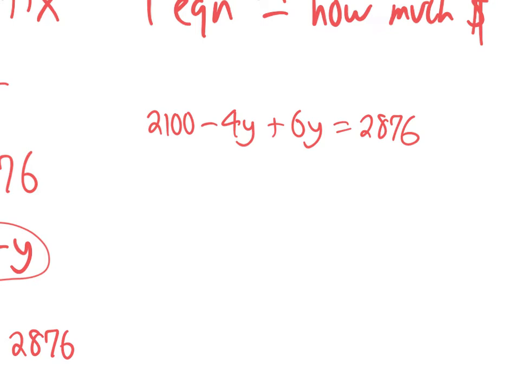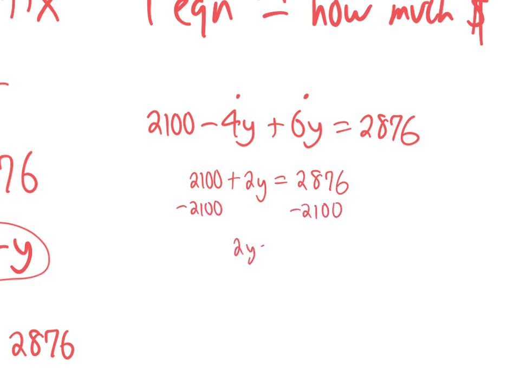All right. Anything else to distribute here? No? Any like terms? Yep, we got negative 4Y and positive 6Y. So we have 2,100 plus 2Y equals 2,876. Now we need to get the 2Y by itself. So how do I move that 2,100 to the other side? I'm going to subtract 2,100 from both sides. So we get 2Y equals, that 2,876 minus 2,100 is 776.